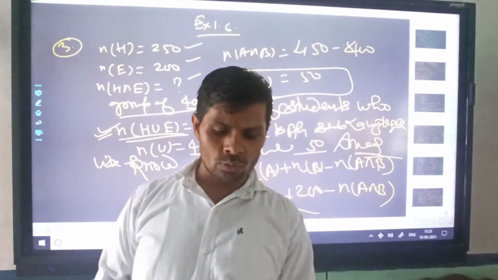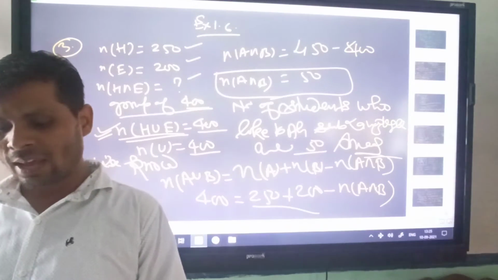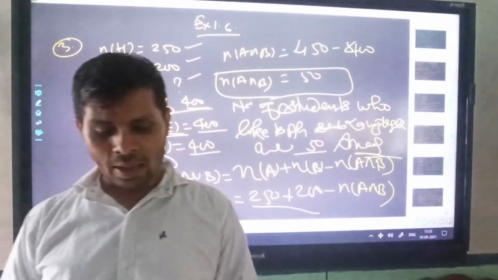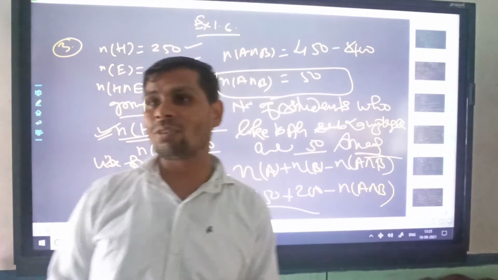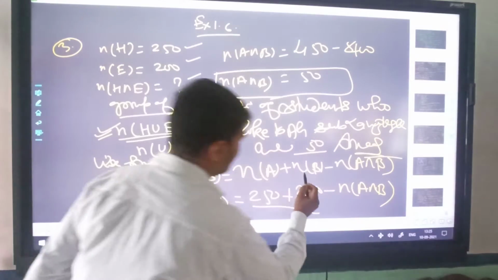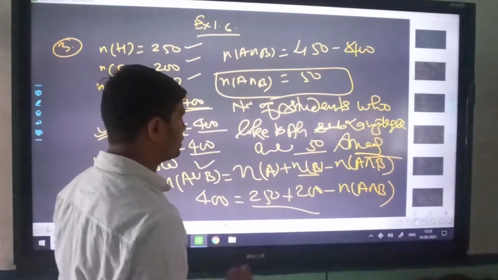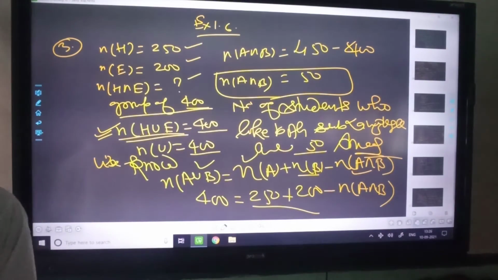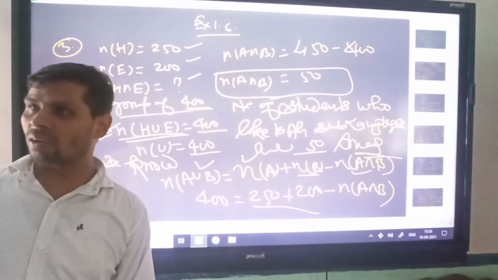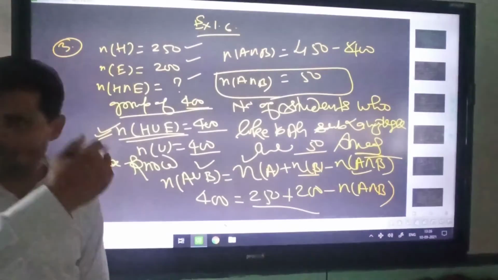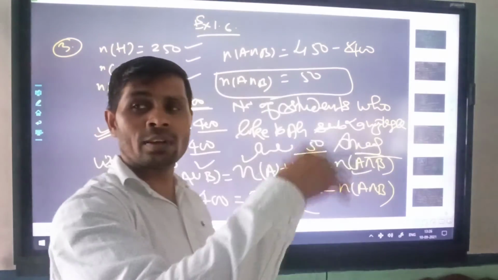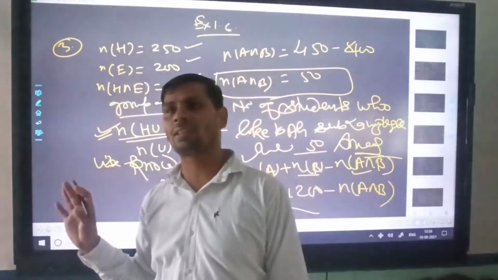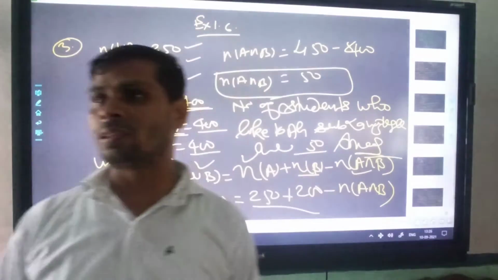If x and y are two sets such that x has 40 elements, x union y has 60 elements, and the intersection has 10 elements, how many elements does y have? Here you have to find out n of y. The union is given, n of x is given, the intersection is given. After all, you have to calculate n of y. You have to transfer the data from the left hand side to the right and right to left. So after simply putting the values, you can find out the solution easily.